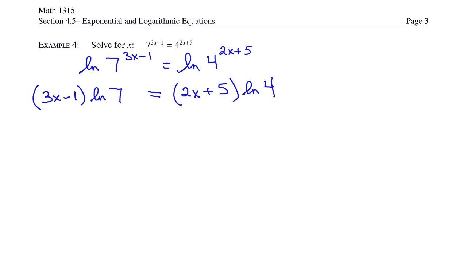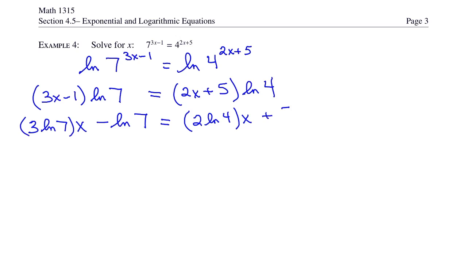Next, distribute the natural log of 7. So we're going to get 3 natural log of 7 times x minus the natural log of 7 is equal to 2 natural log of 4 times x plus 5 natural log of 4.